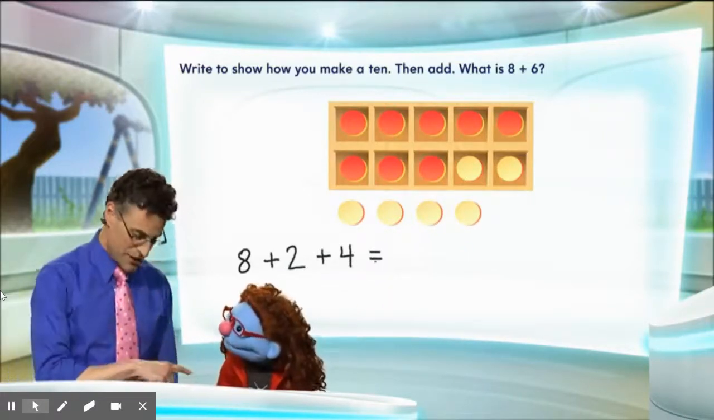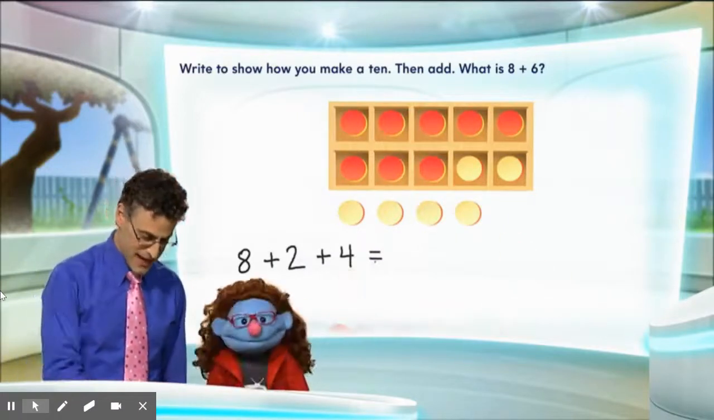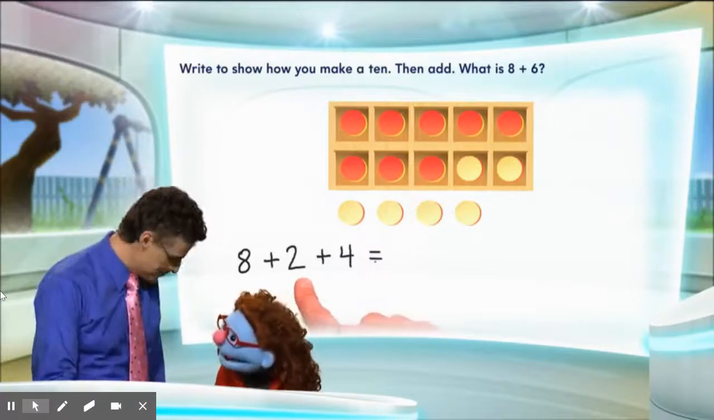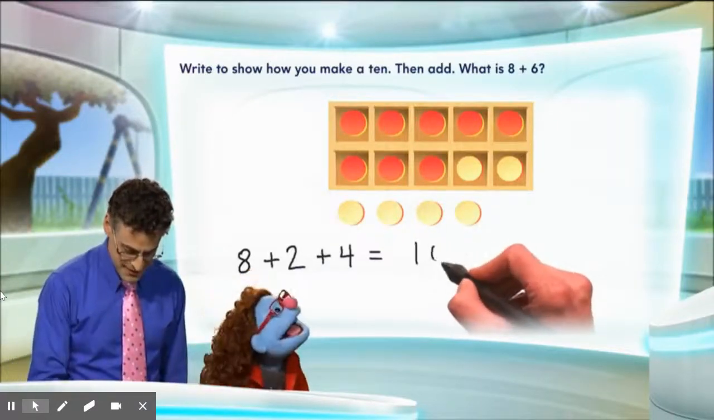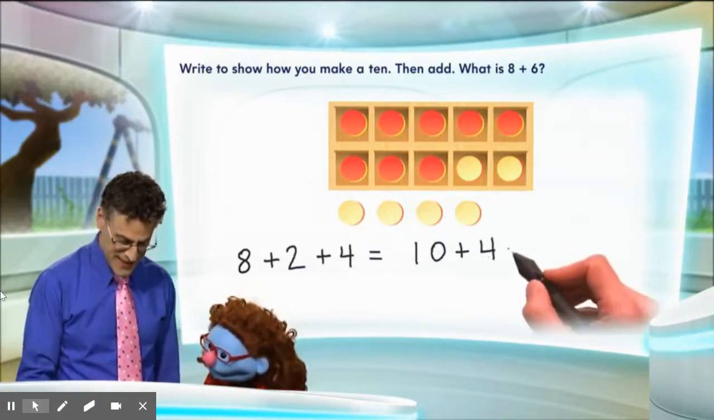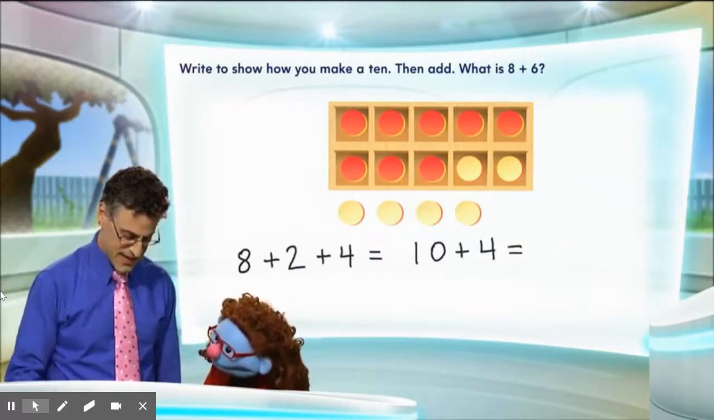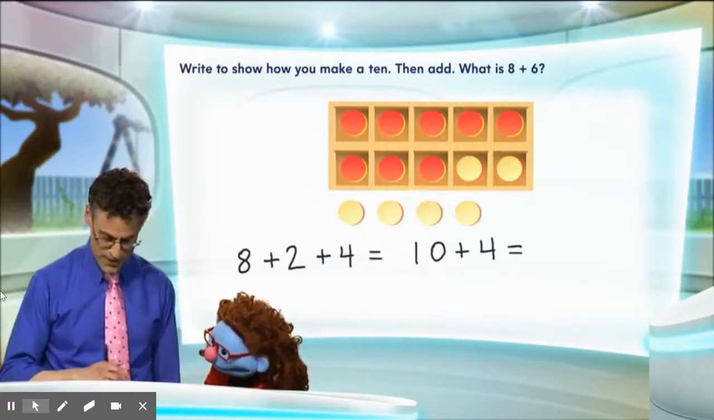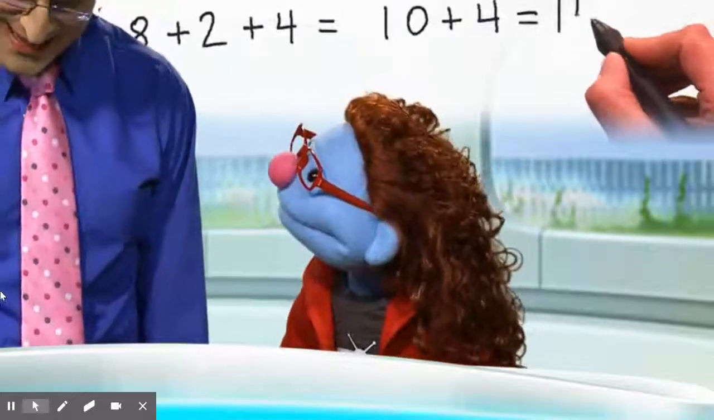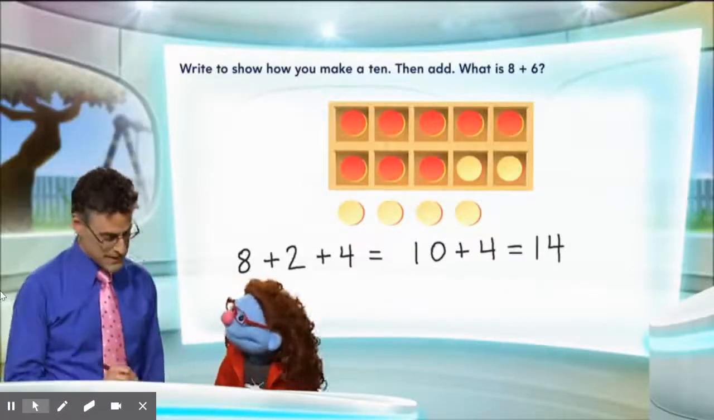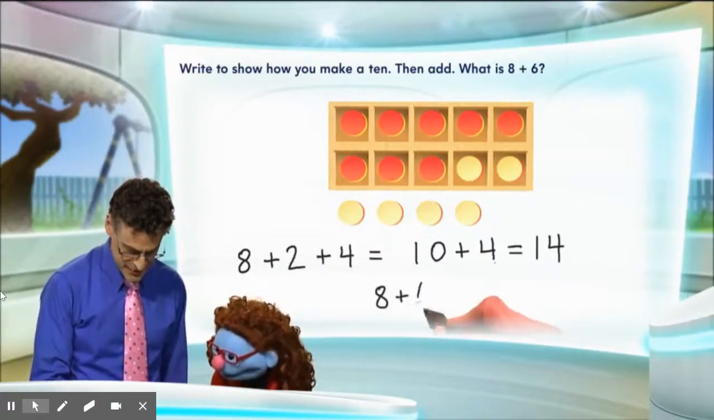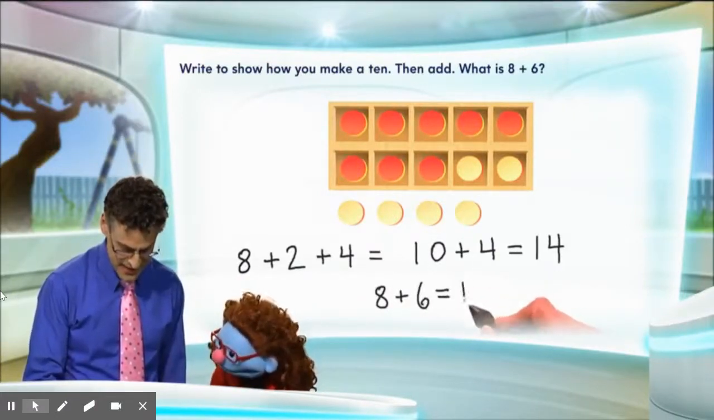Leonard just said that when I took the 8 and added the 2, that gave me 10. That's right. So this is 10 plus 4. And that's an easy addition sentence to finish because 10 plus 4 equals, what did he say? He said 14. And that's absolutely correct. So the original question, 8 plus 6, we can finish that addition sentence and say it equals 14.